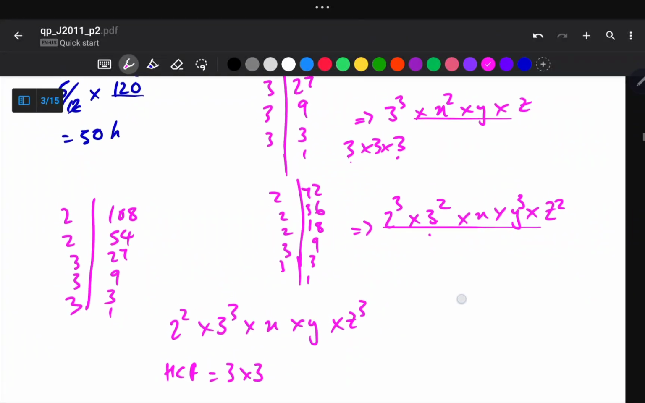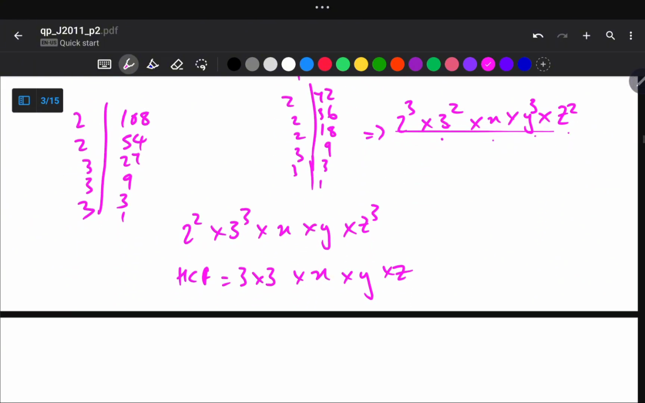So we can go for x. Here we are having 1x, and here we are having 1x and x here, so we can multiply by x. And for y, here we are having 1y, and here we are having 1, so we multiply by y. And here it is 1z, z squared and z cubed, so we can multiply by z. So our highest common factor is equal to 3 by 3, it gives us 9xyz. So this is our highest common factor.